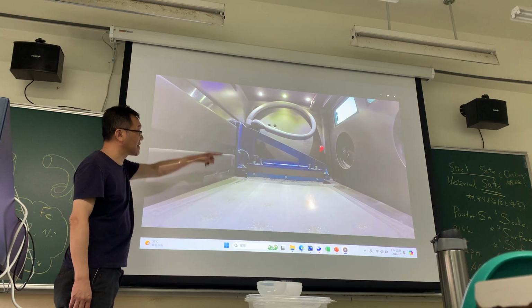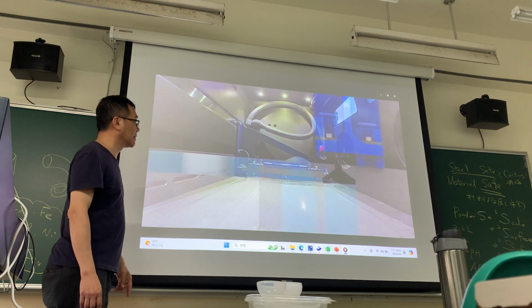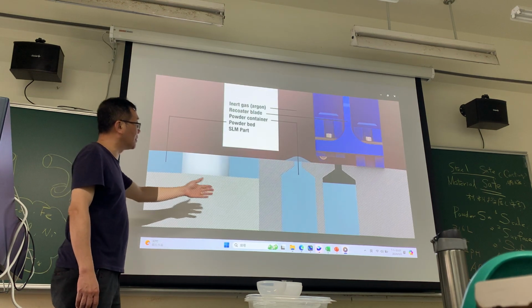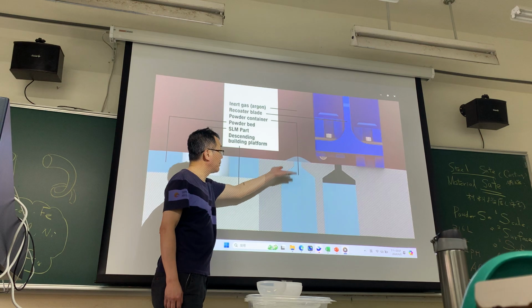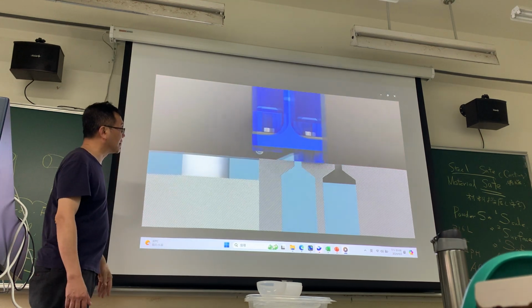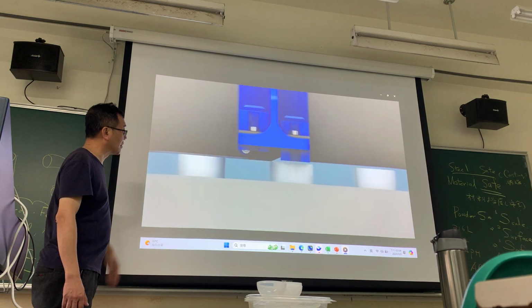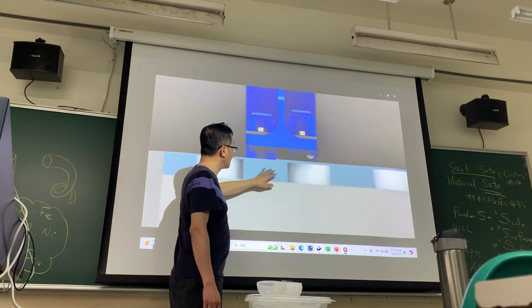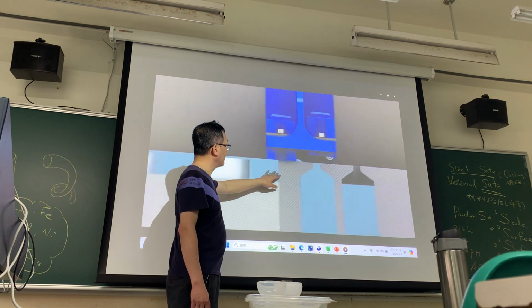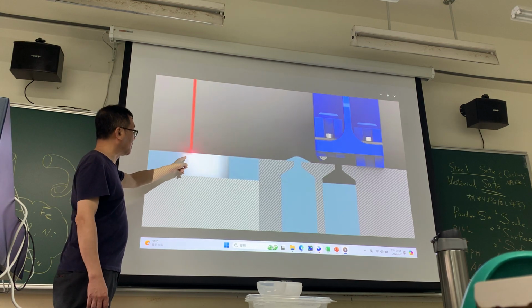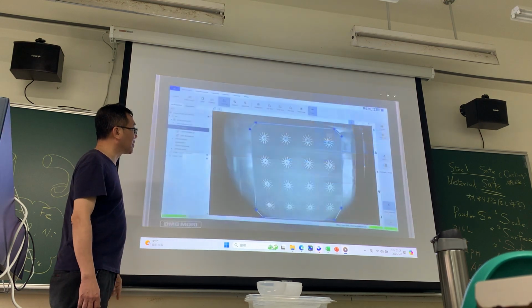This is a high power laser. Okay, this is a side view. Power up, then rolling powder, and go back. This is before falling. Then settling. This one is melting. So this one is rolling again.